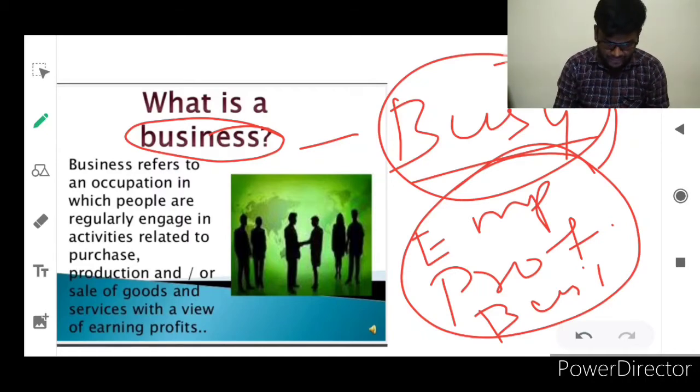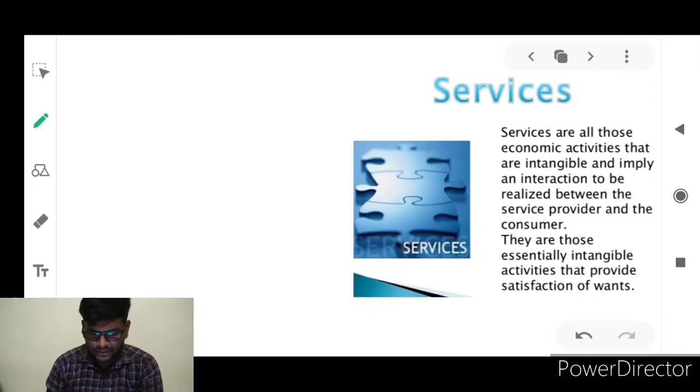So what's the meaning of services? Services are all those economic activities that are intangible and imply an interaction to be realized between the service provider and the customer. Who can enjoy, who can realize the service? It is intangible. We can touch and feel goods. A tablet is a good, a product. I can touch and feel it. But services, definitely we cannot touch and feel. Why can we not touch and feel?